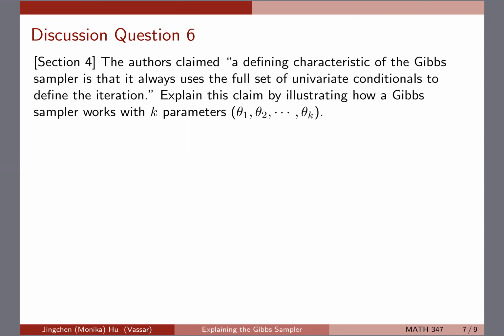Question 6: a defining characteristic of the Gibbs sampler is that it always uses a full set of univariate conditionals to define the iteration. Explain this claim by illustrating how the Gibbs sampler works with k parameters. Okay, so generically we have theta 1, theta 2, until theta k. And just imagine on a particular iteration what you would do.